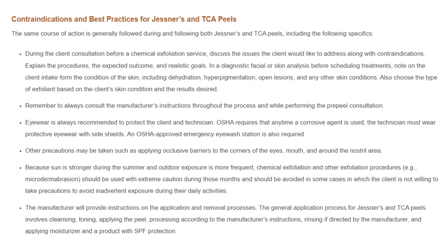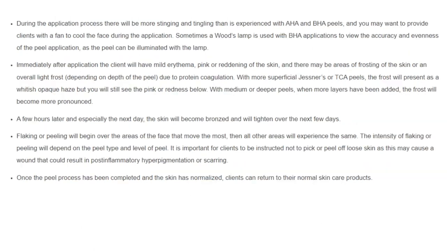The manufacturer will provide instructions on the application and removal processes. The general application process for Jessner's and TCA peels involves cleansing, toning, applying the peel, processing according to the manufacturer's instructions, rinsing if directed by the manufacturer, and applying moisturizer and a product with SPF protection. During the application process there will be more stinging and tingling than is experienced with AHA and BHA peels, and you may want to provide clients with a fan to cool the face during the application.